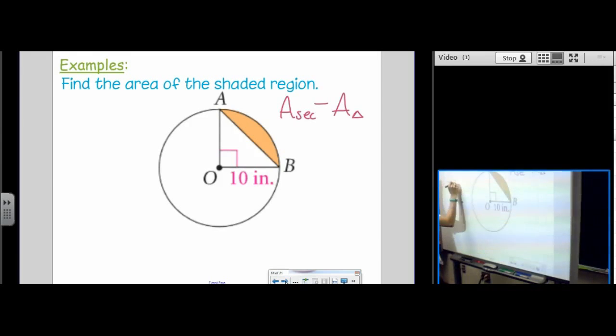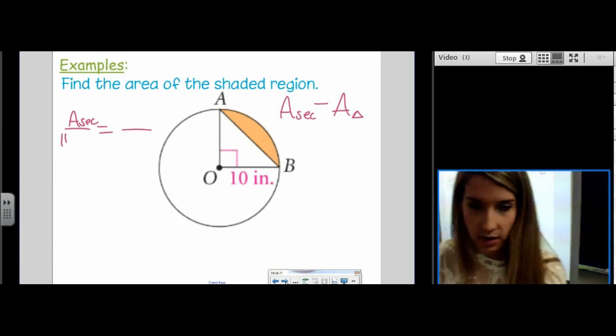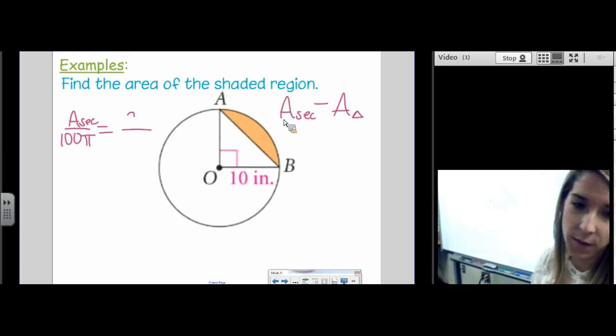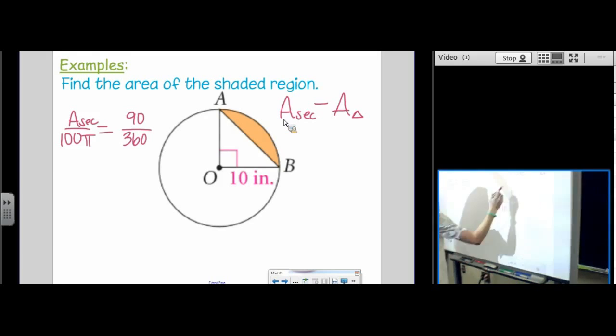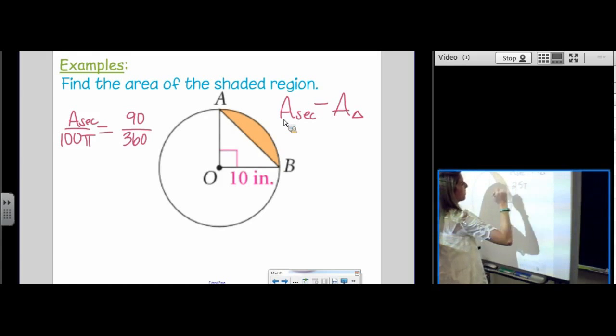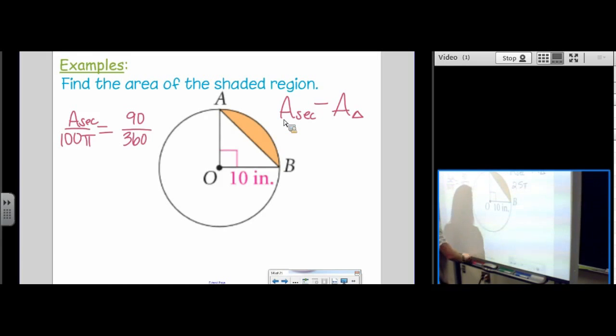To find the area of the sector, we're going to do A sector over A equals M over 360. I hope I'm not going too fast because we've already learned this. Let's wait for the screen to catch up because there's a major lag. There we go. So 100 pi times 90 divided by 360, and we get that the area of the sector is 25 pi.